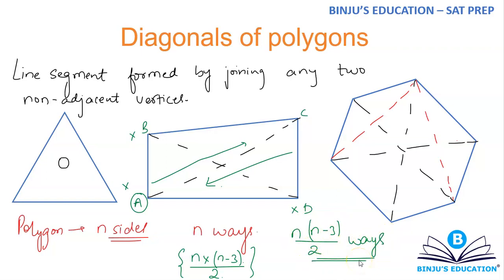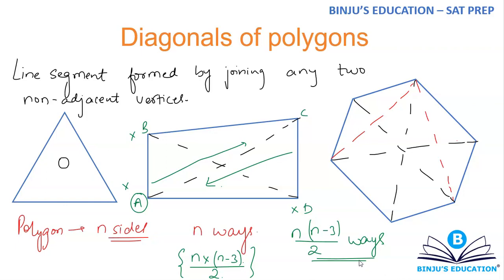For a triangle it will become 0, because as soon as you replace n by 3 it becomes 3 into 0 by 2. For a quadrilateral it will be 4 into 1 by 2, that is 2. So you can see that I have two diagonals. For a hexagon it will be 6 into 3 by 2, which is 9. When you complete all the diagonals, you'll observe that you get 9 diagonals. So this is how you can calculate the number of diagonals for a polygon.